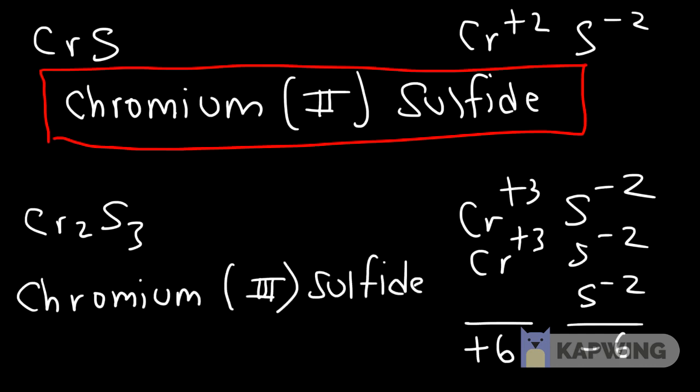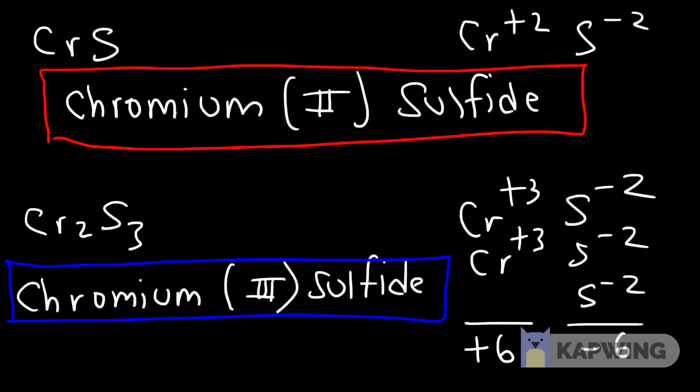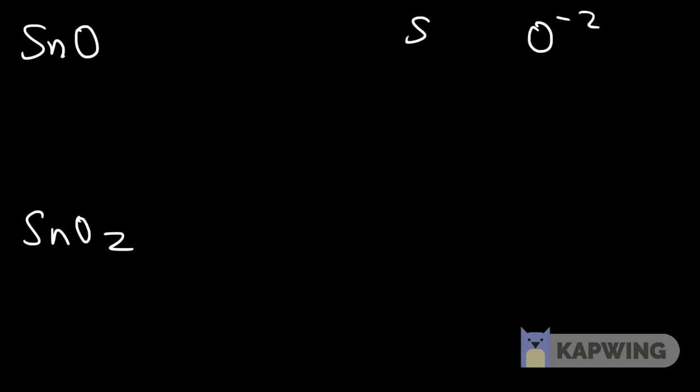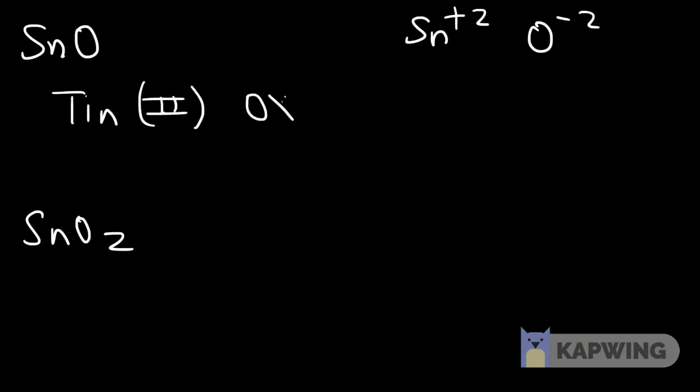So hopefully these examples are helping you to get a good idea of how to name these types of ionic compounds. Try this, SnO and SnO2. Oxygen has a -2 charge, so tin has to have a +2 charge. So the first one is called tin(II) oxide.